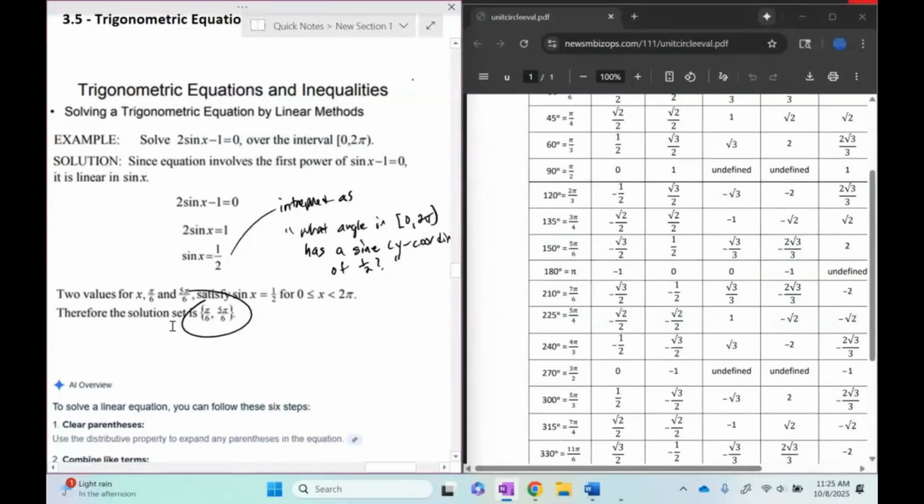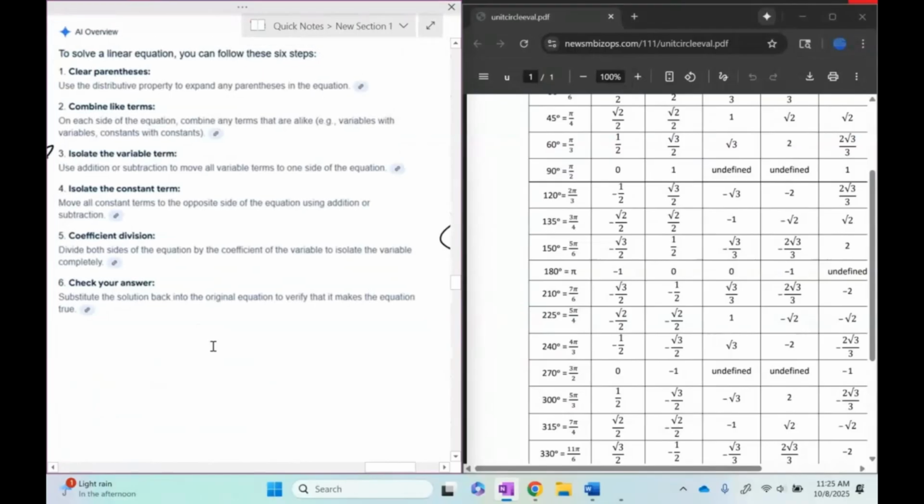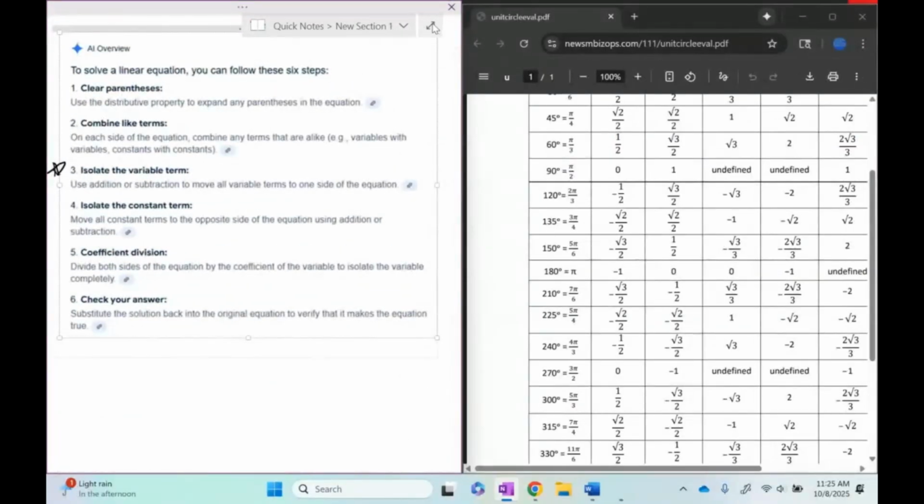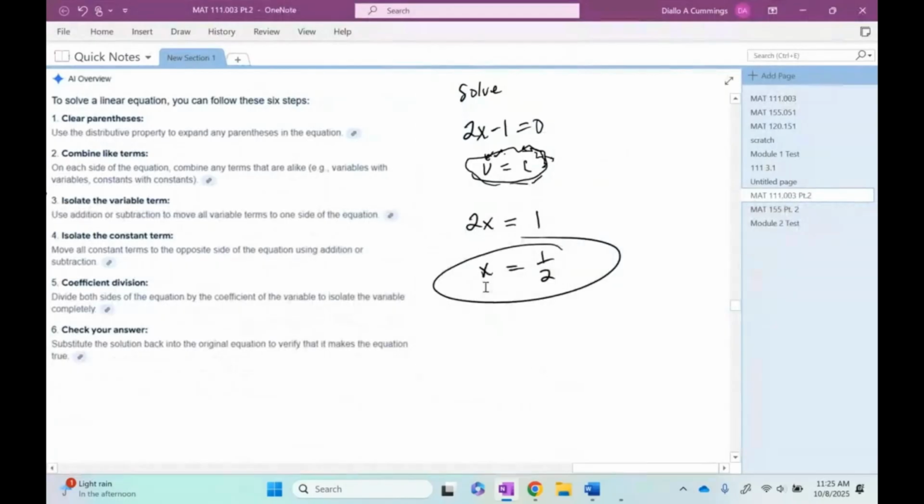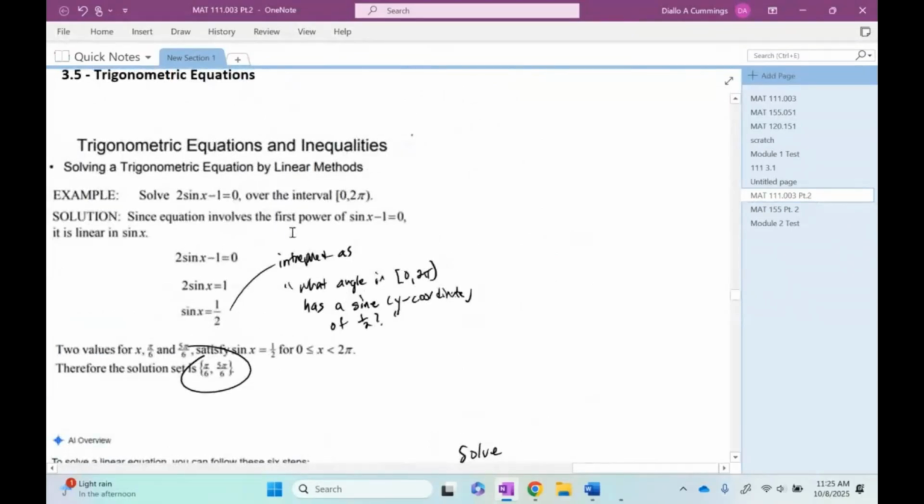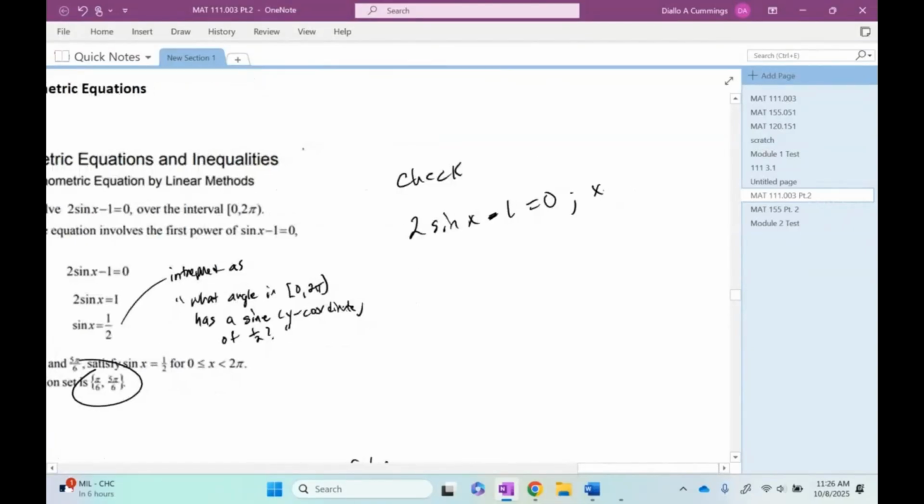All right, you can also check these, just as you can check your algebraic solution, right? I could just substitute x for 1/2 and both sides should be equal. You can also check your trig equations. You just want to make sure that if you check, you always use your original function. So just to check this out real quick, 2 times the sine of x minus 1 equal to 0. You only want to check one solution at a time, though.